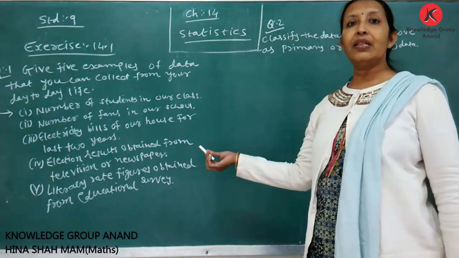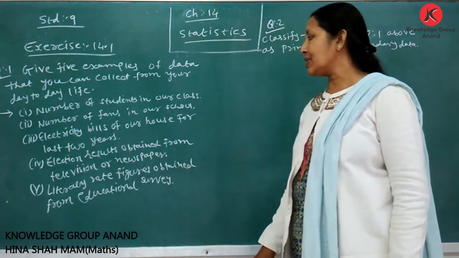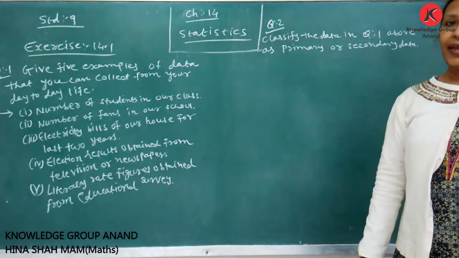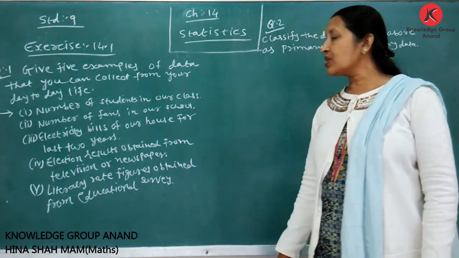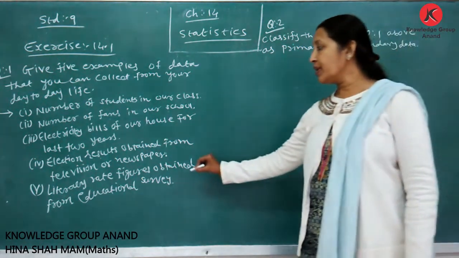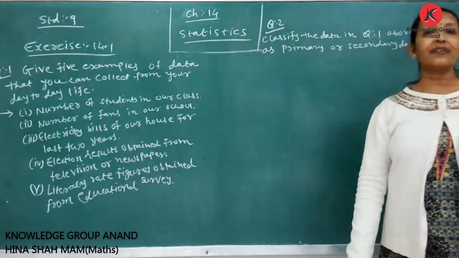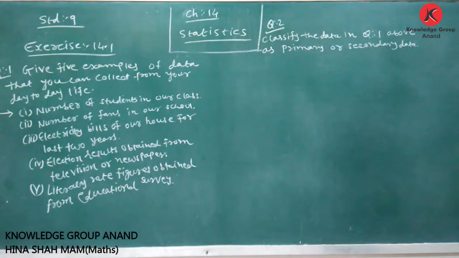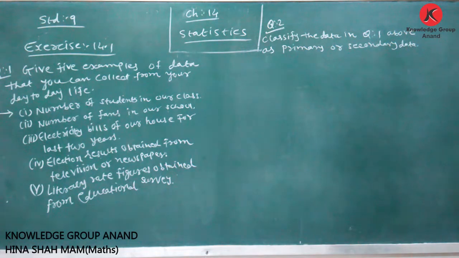Gas bill, electricity bill. Fourth, election results obtained from television or newspaper, from media. Number 5, literacy rate figures obtained from an educational survey. These are our 5 examples.